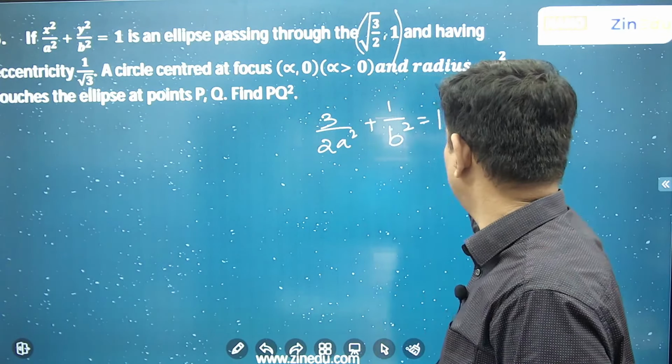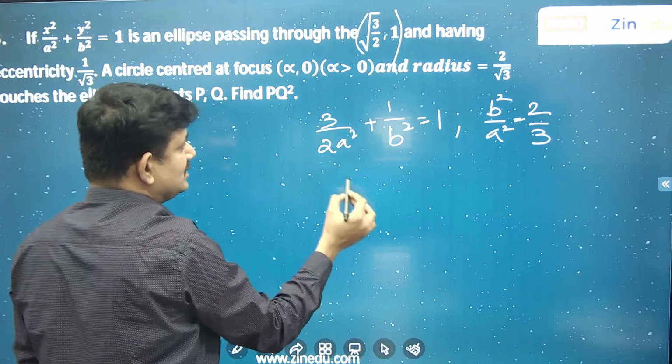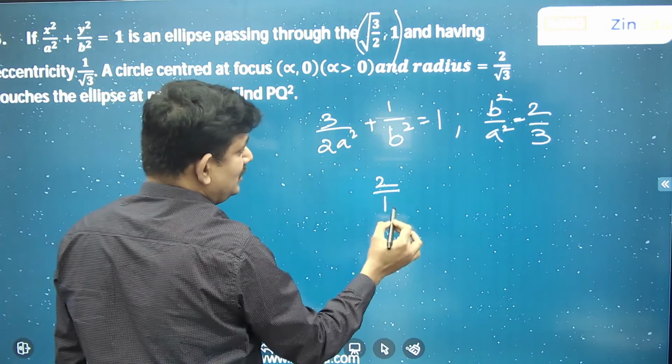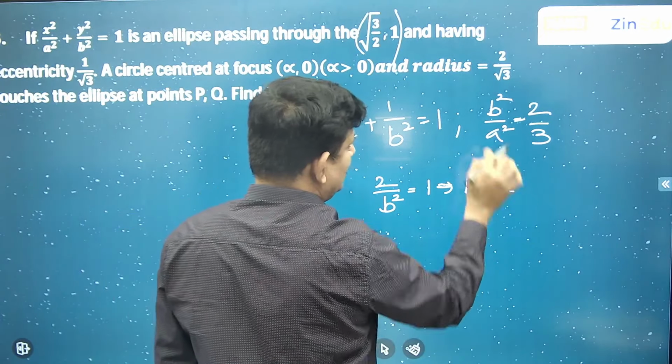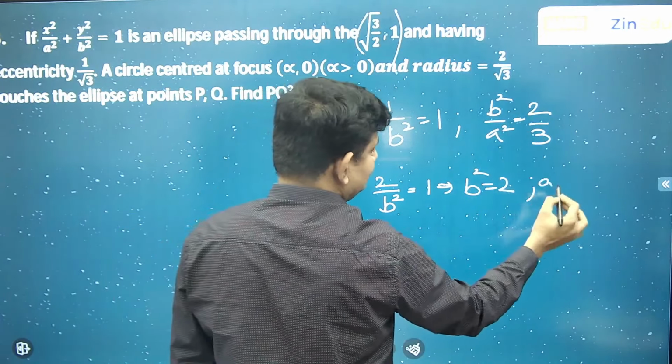So 2a square is nothing but 3b square from here. So the 3 gets cancelled: 1 by b square plus 1 by b square, 2 by b square is equal to 1, or b square is equal to 2. If b square is 2, a square will be 3. So you have the complete ellipse; whatever calculations he wanted you to do, you already did them. What is this ellipse? x square by 3 plus y square by 2 is equal to 1.